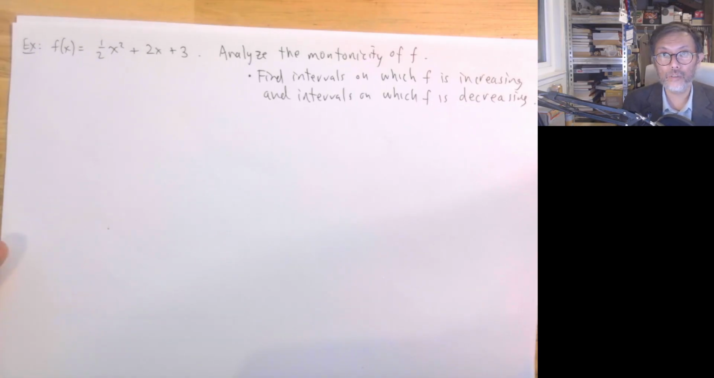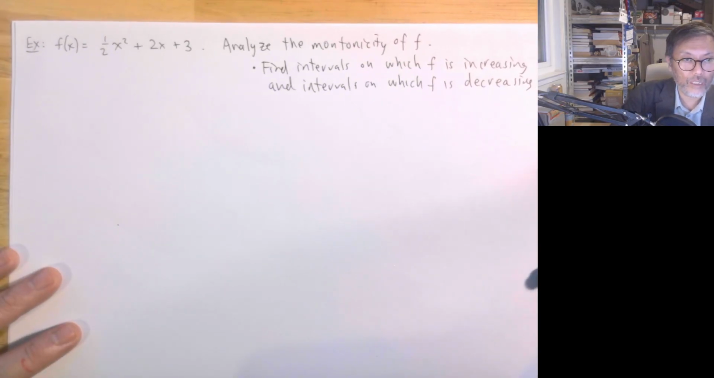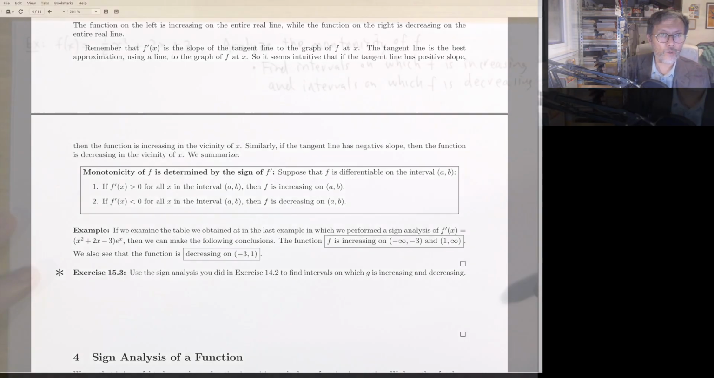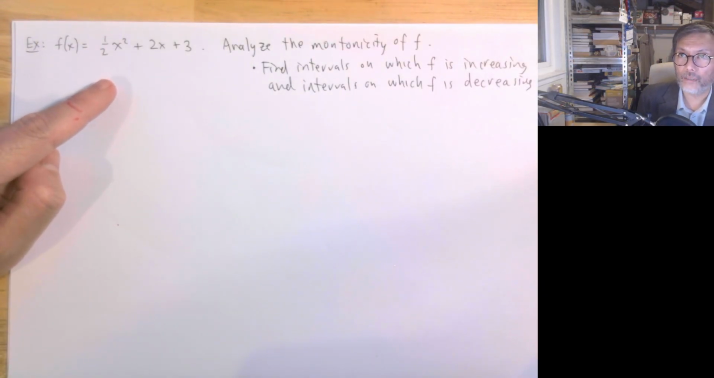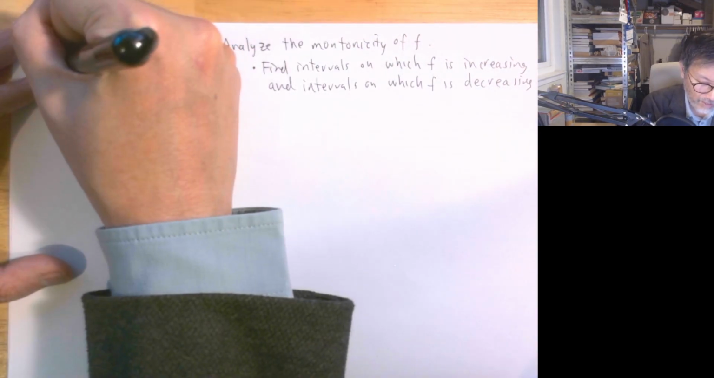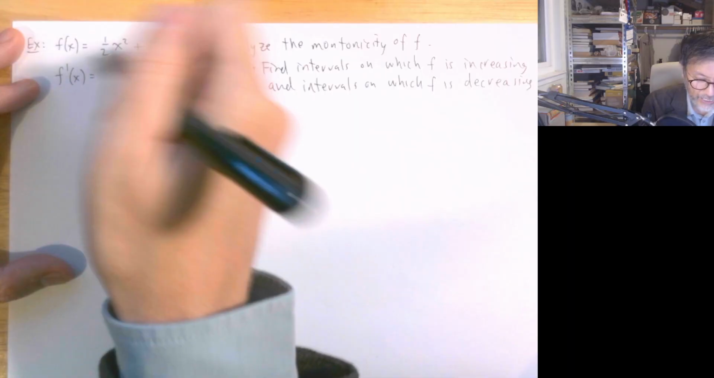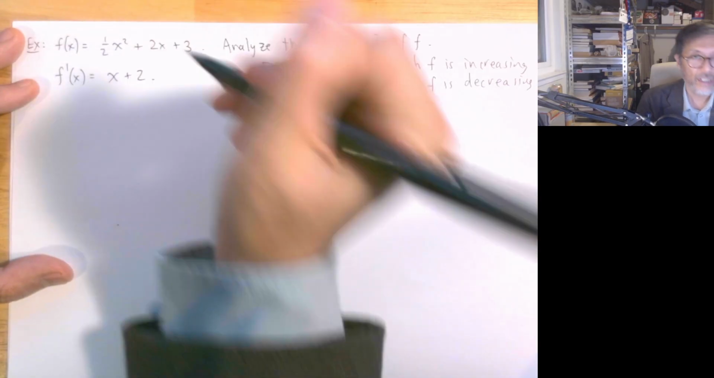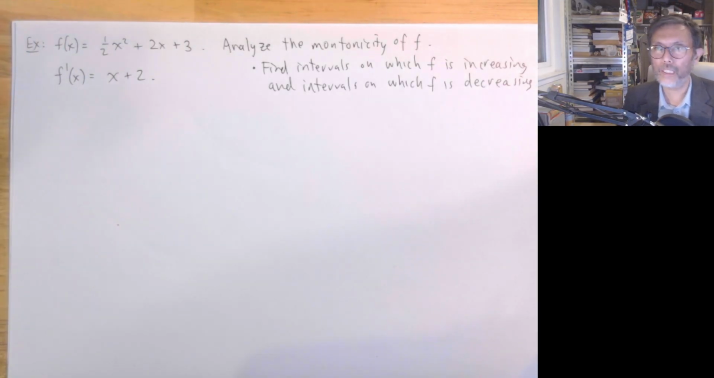And what am I expecting you to do here? Well, I'm expecting you to use this box. The monotonicity of f is determined by the sign, S-I-G-N, of f prime. So evidently, we should look at the sign of f prime. Well, first of all, what's f prime? If I take the derivative of this, the 2 comes down and gets married to the 1/2, and I'm just left with an x. I have x plus 2. What could be easier than x plus 2?